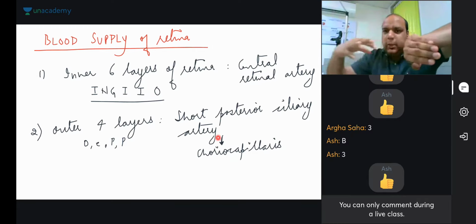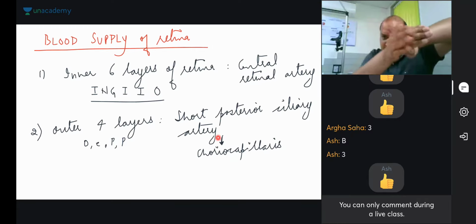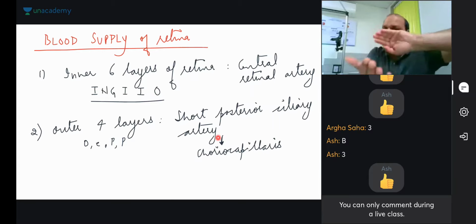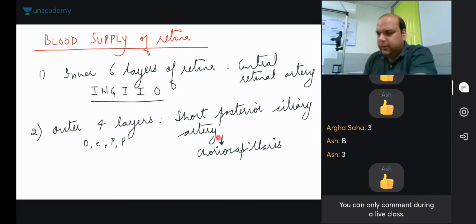So basically, the inner 6 layers are supplied by the retinal artery, and the outer 4 layers, because the outer 4 layers touch the choroid, the choroidal artery supplies the outer 4 layers. I hope you're able to understand. Inner layers retina, outer layers choroid. Okay, everybody? Done? I hope there's no confusion.